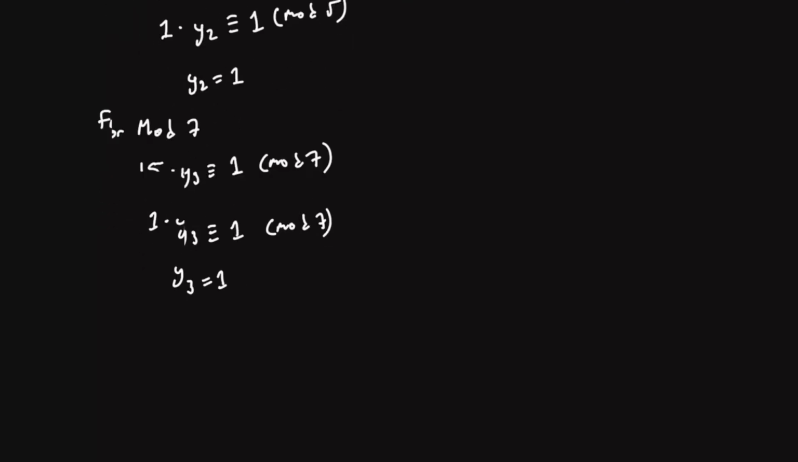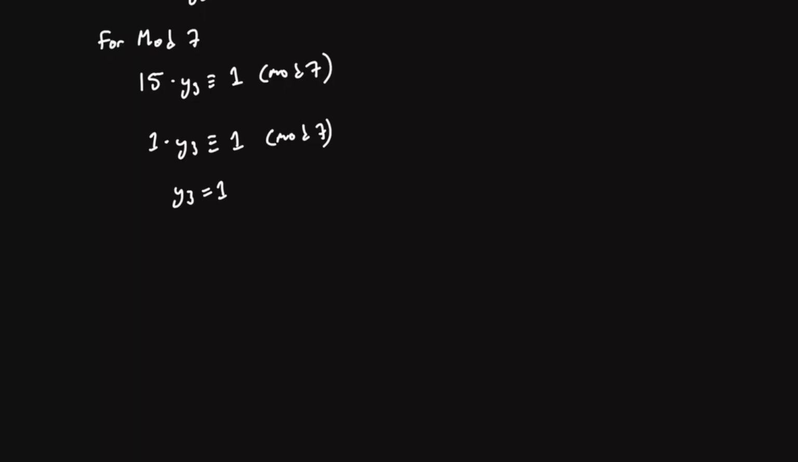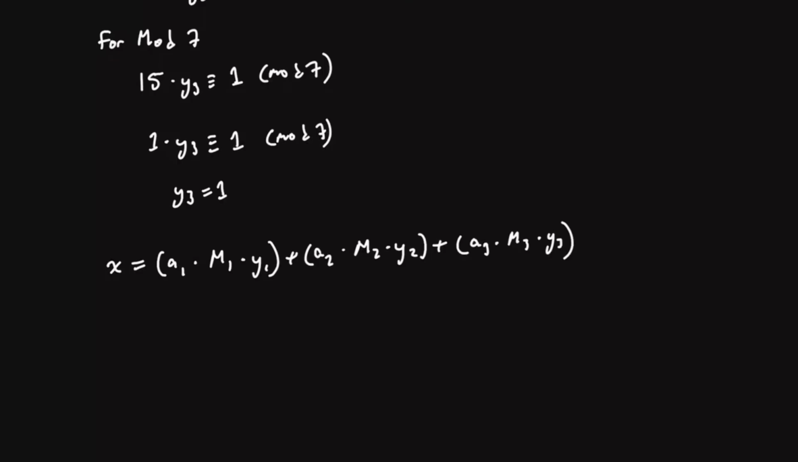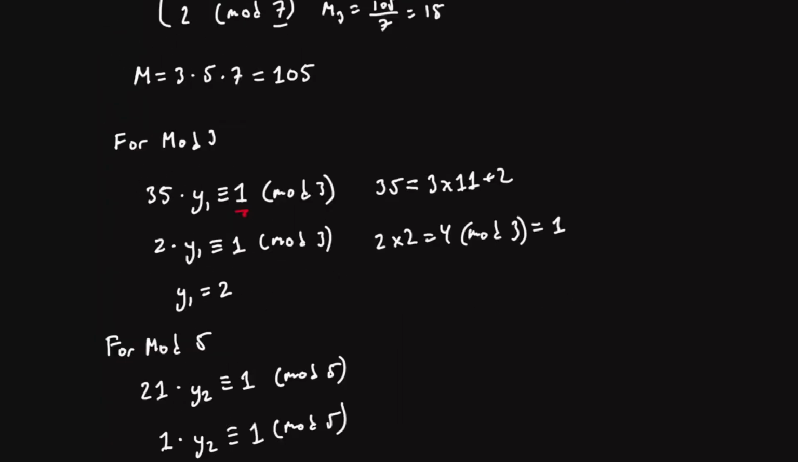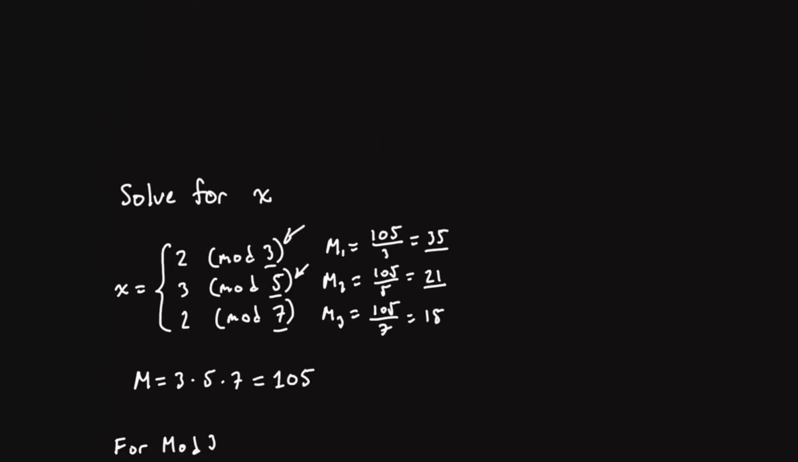So then now we actually have to find the value of x. Our solution is going to look like a1 times m1 times y1 plus a2 times m2 times y2 plus a3 times m3 times y3. And if you're doing a different kind of question, you just keep on going for however many of these you have: 1, 2, and 3.